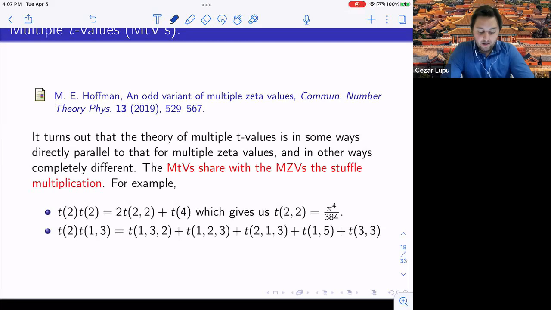We would like to see what kind of parallels there are between these multiple t values and multiple zeta values. It looks like they share the stuffle multiplication, which is pretty easy to see. Again, we can multiply two single t values, or you can multiply a single t value with a double t value, and then you'll get these relations here.